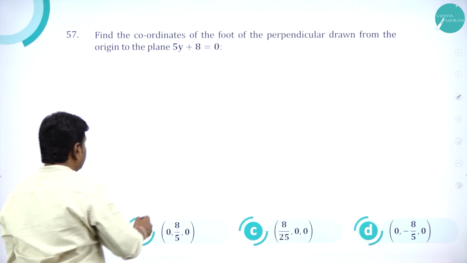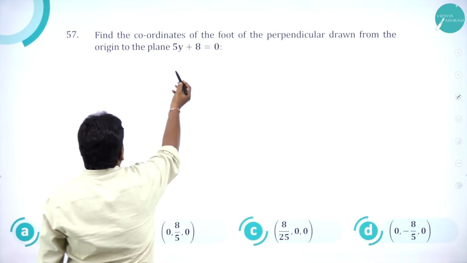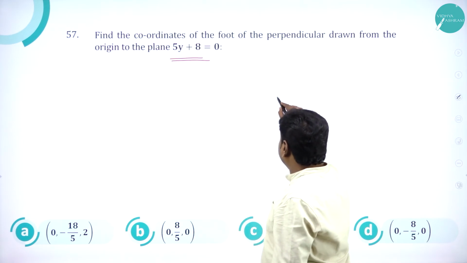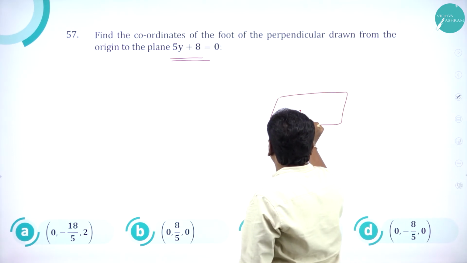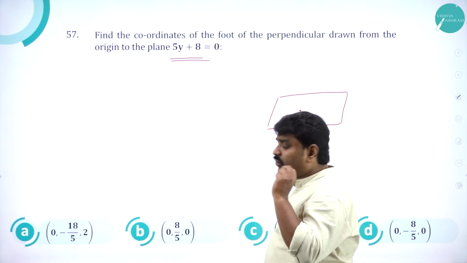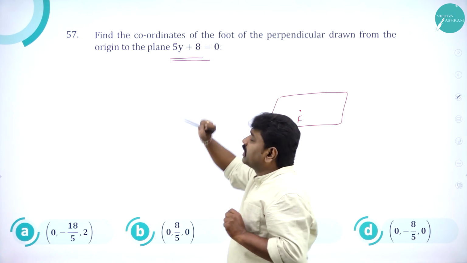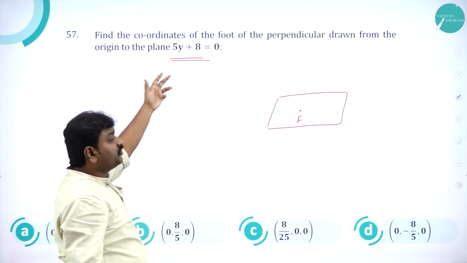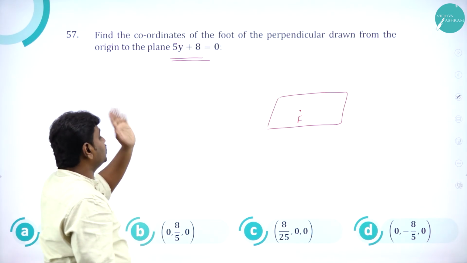See, from the origin to the plane, they are writing foot of perpendicular. You can see the plane does not have x and y. The foot will lie in the plane. Do you agree? Simple. We can solve it, but use the logic. Foot contains only y coordinate. And foot is in the plane means it will have only y value. It will not have x and z value.